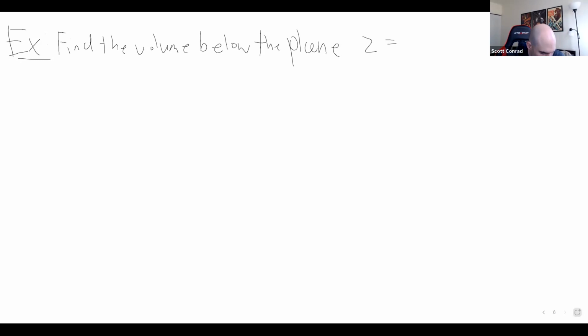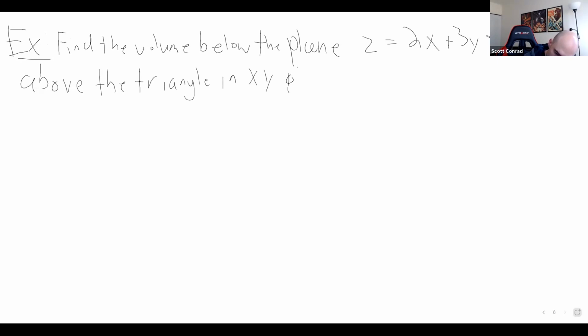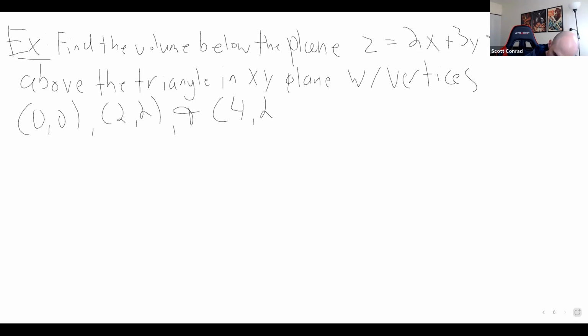Okay, let's do another example. So let's find the volume below the plane z equals 2x plus 3y, and above the triangle in the xy plane with vertices 0, 0, 2, 2, and 4, 2.